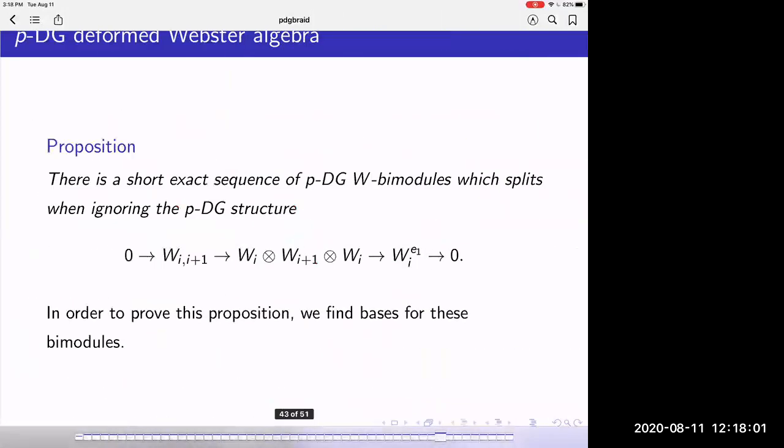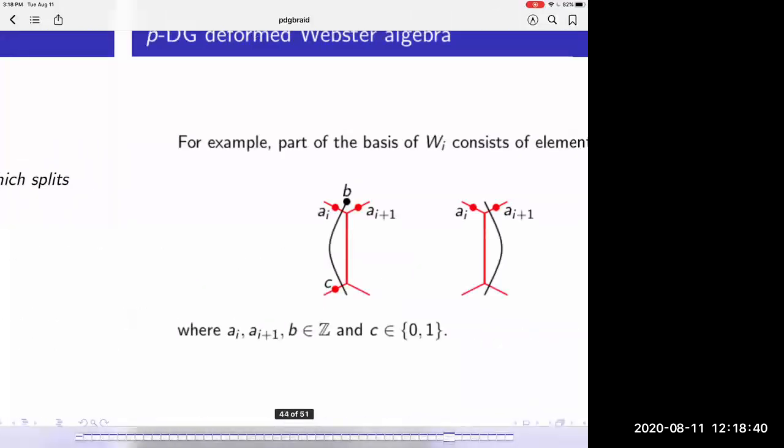Okay, and then one needs to prove the following proposition. There's a short exact sequence of PDG bimodules which splits when you ignore the PDG structure. The middle part of this short exact sequence is Wi tensor Wi plus 1 tensor Wi. The left-hand part is this very thick bimodule, and on the right is this twisted bimodule Wi. Okay, and so this is the key proposition to prove. There are obvious maps, but in order to prove that this is an exact sequence, you actually need to find bases for these bimodules, which is a little challenging.